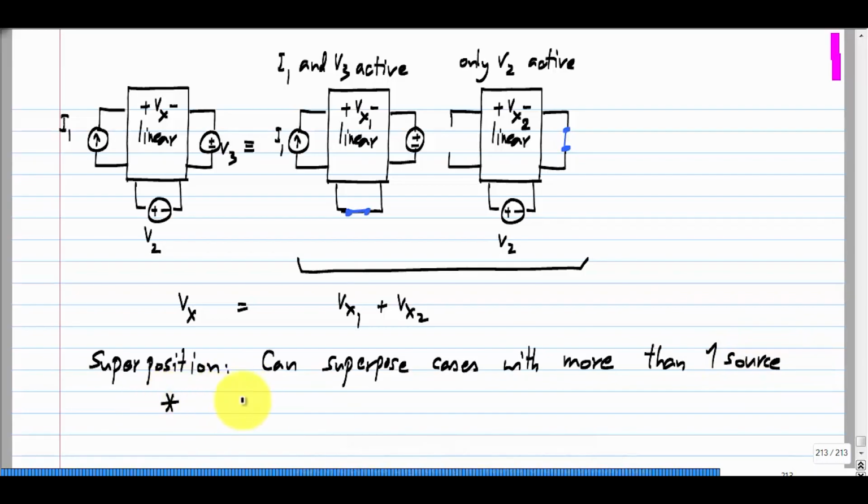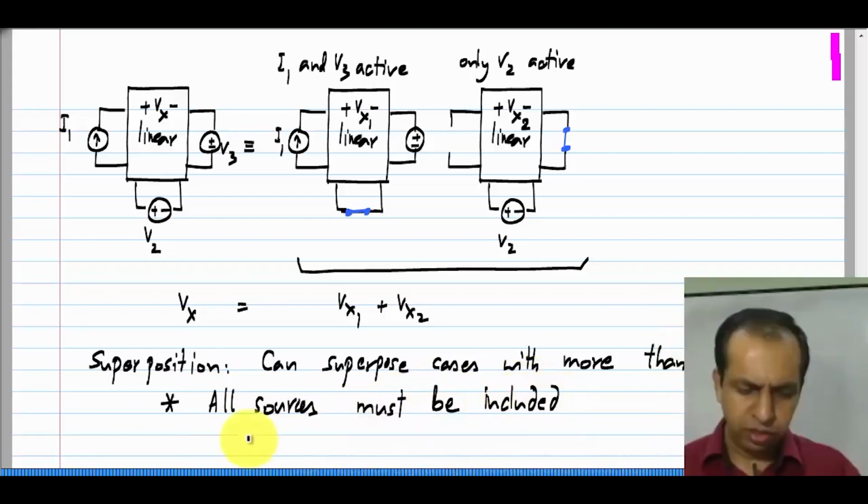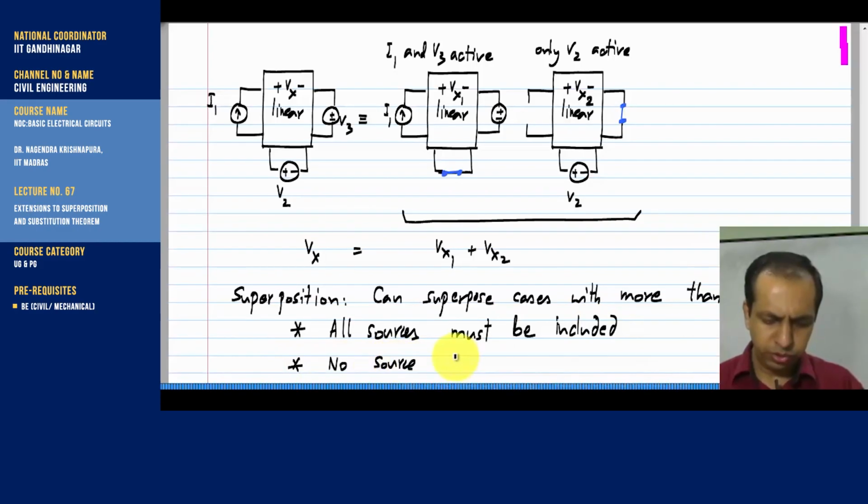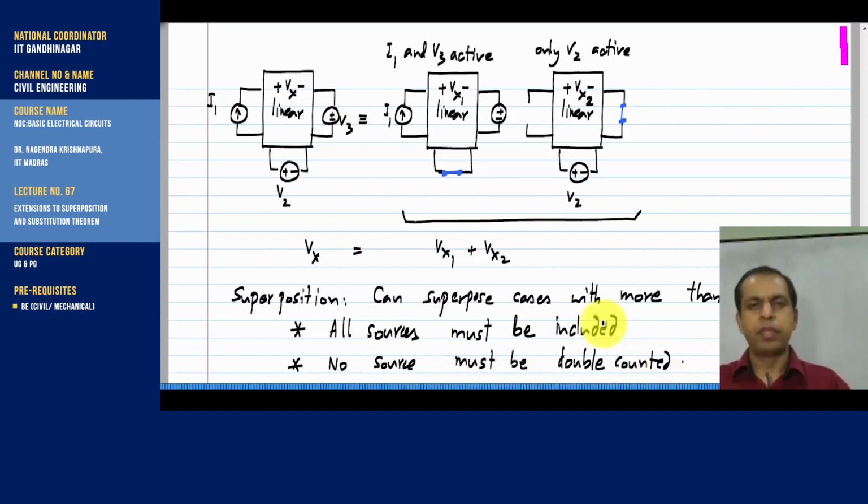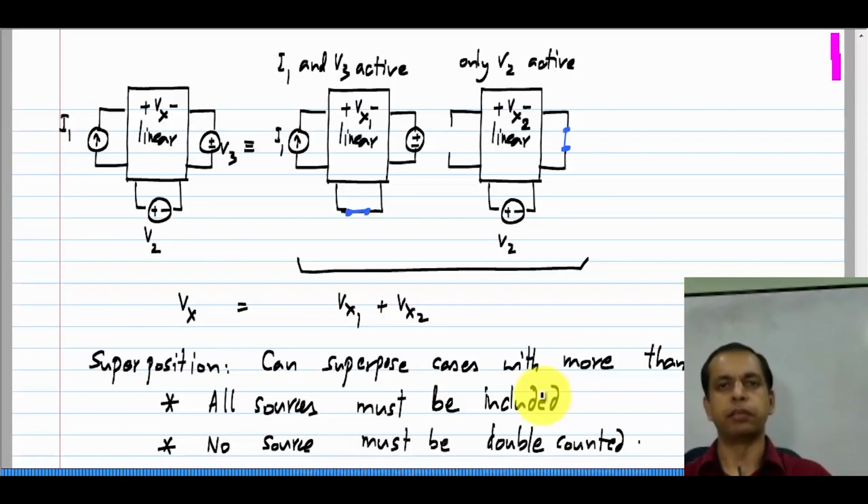The important points, as I mentioned earlier: all sources must be included and no source must be double counted. So, that is all. This is quite obvious and you would probably realize that this is true, but I explicitly mentioned it anyway.